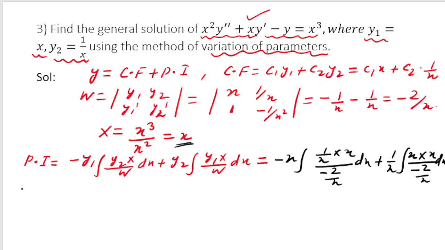Okay, continuing on this side here, let me simplify: this x and this x cancel. This is a minus sign and this is a minus sign, so it will become a plus sign. So I will get x, and if I take it into the numerator, it will become x by 2 dx.